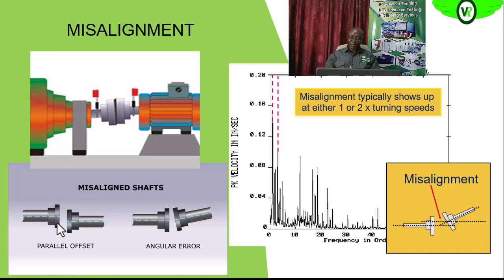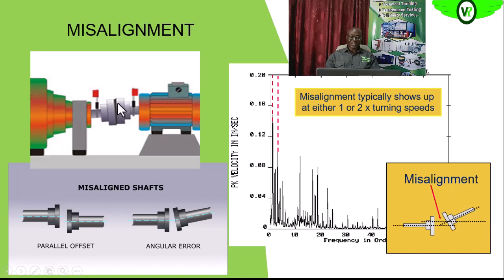So that is misalignment. We have angular and offset misalignment. The one on the left is the offset misalignment, and angular misalignment is on the right. In most cases, you will not see just one type of misalignment. You see a combination of both angular and offset, so it makes the situation complex, as you can see.